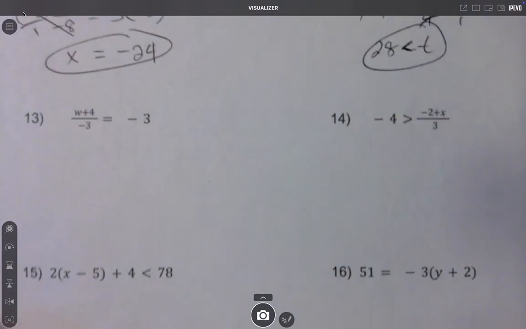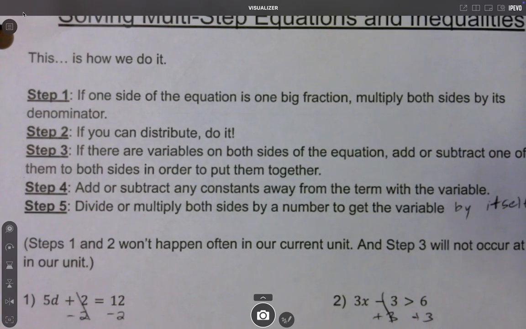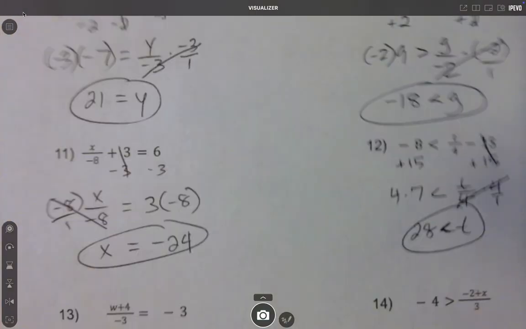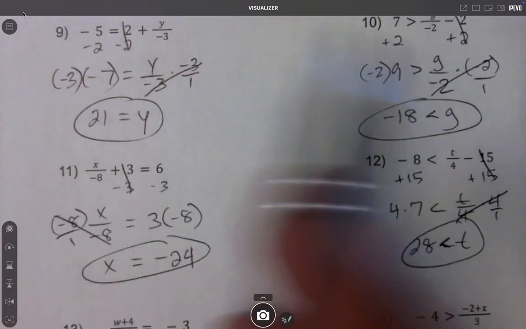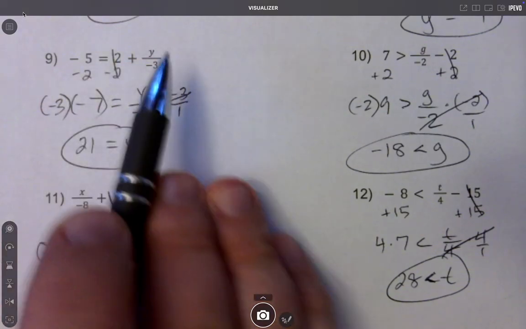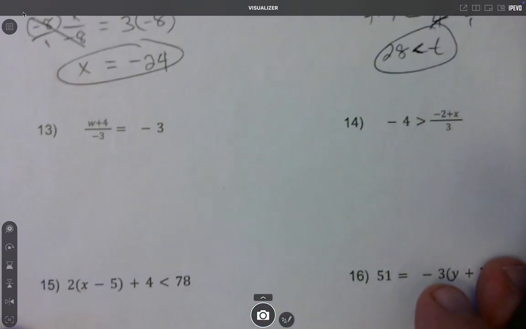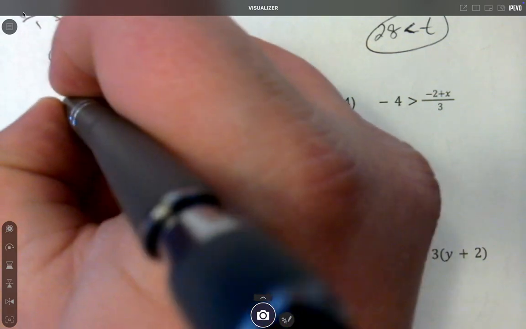Okay, now we finally get to some that use steps other than just 4 and 5. So if you look back, this is what I was referring to as step 1. If one side of the equation is one big fraction, multiply both sides by its denominator. In several problems on the back here, we did have a fraction on one side, but it wasn't the whole side that was a fraction. But here, this entire side is a fraction. So when that happens, your first step is to multiply both sides by its denominator.